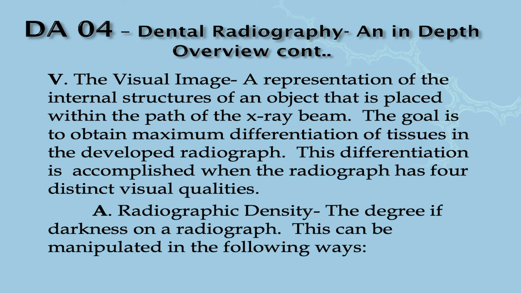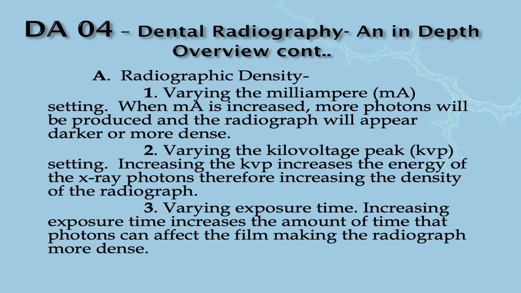The visual image is a representation of the internal structures of an object that is placed within the path of the X-ray beam. The goal is to obtain maximum differentiation of the tissues in the developed radiograph. This differentiation is accomplished when the radiograph has distinct qualities. So the density, as we discussed, the radiographic density is the degree of darkness on that radiograph. And we can actually manipulate that density in a few ways: by varying the milliamperes, varying the kilovoltage peak setting, and varying the exposure time. So there are different ways to actually change the density.